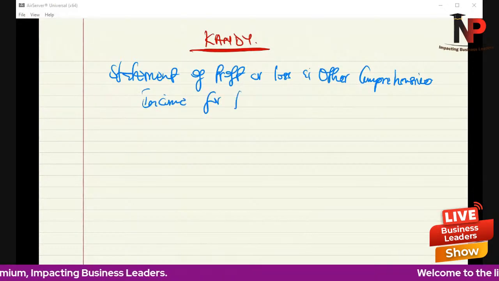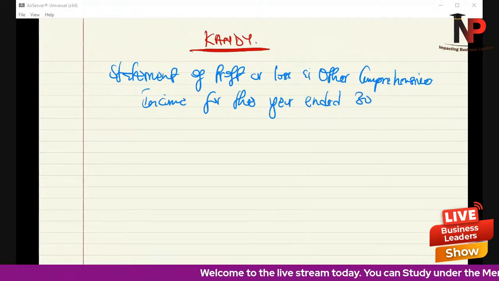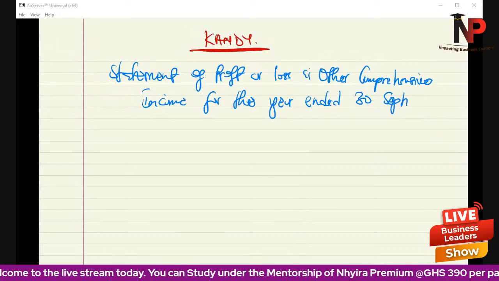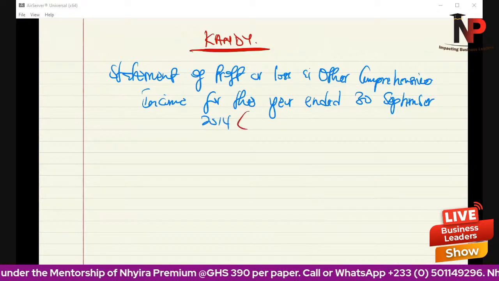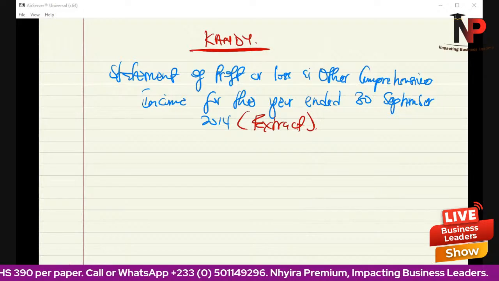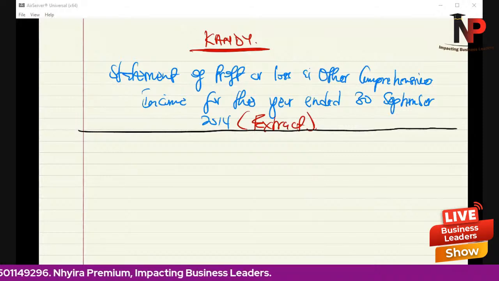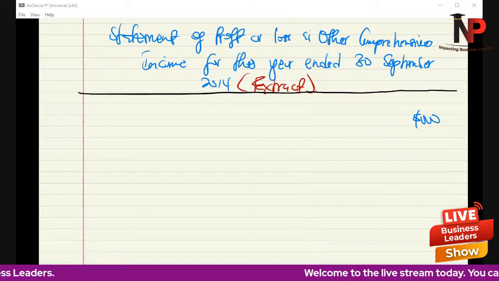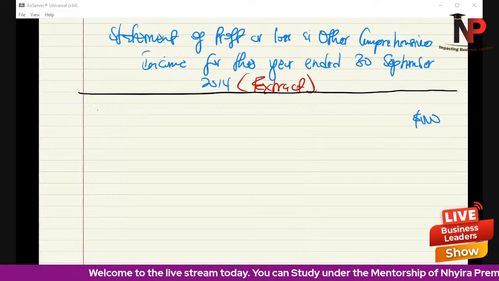For the year ended 30th September 2014. Remember, it's an extract we are working with here. So we're slashing our currency sign. Remember, we are told depreciation should be taken to cost of sales. So we don't have the profit or loss coming in.